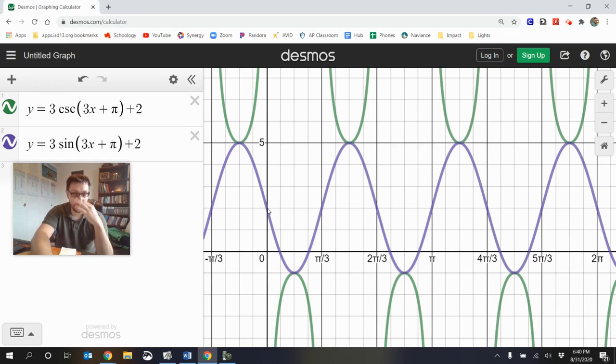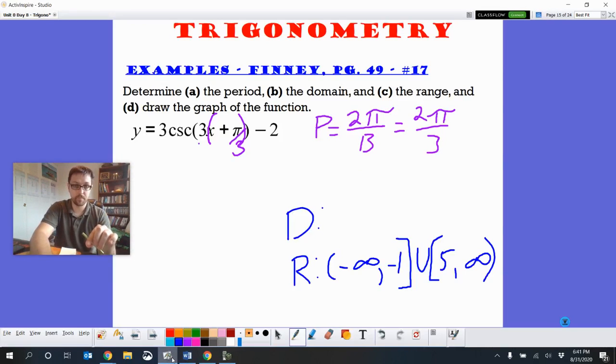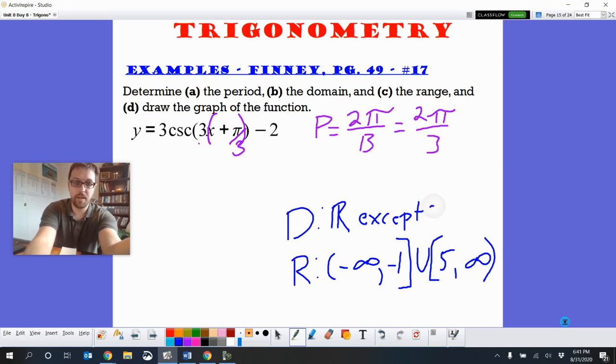Fortunately, they're pretty easy to spot. Take a look. There's one right here. There's another one here, another one here, another one here, and another one here. It's at all the pi over 3s. So we just got to find a way to write that. So it's all real numbers. So here, I'm going to cheat. I'm going to use the R. So just big old R, except x cannot equal, we need all of the pi over 3s.